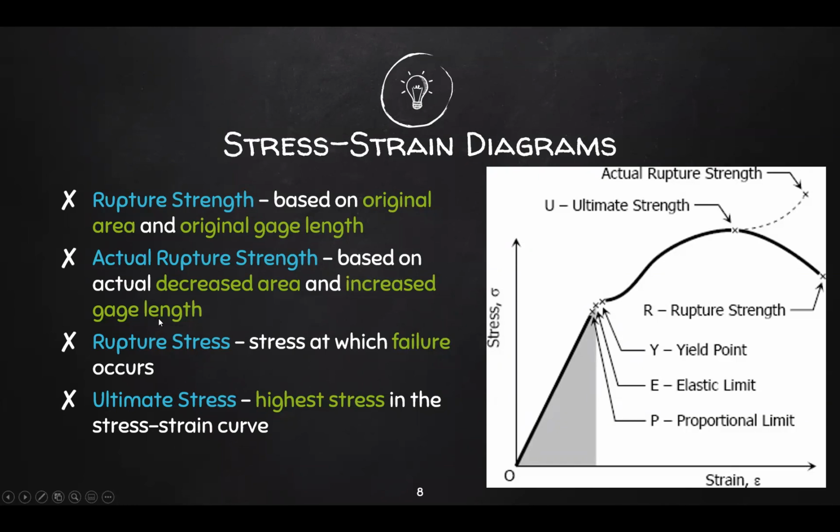And rupture stress is the stress at which failure occurs. So at these points, your object has failed already. Here it starts fracturing, breaking. Here it ultimately fails. And then ultimate stress is the highest stress in the stress strain curve. Okay, so those are the basics of your stress strain diagram. Now let's go further into those individual points.